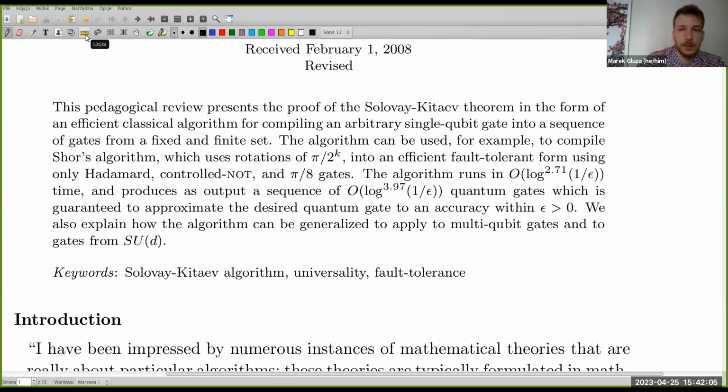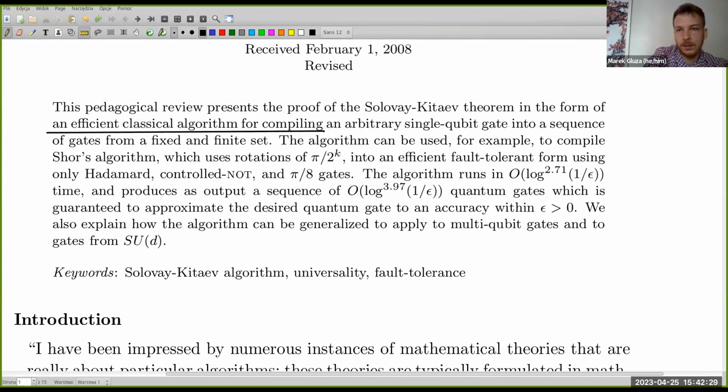Maybe I will not go line by line through the paper, but I confirm that this is pedagogical. It's really a nice paper, and it actually focuses on the proof of the Solovay-Kitaev theorem. That's why I want to go to Wikipedia, because Wikipedia focuses on the idea and I don't want to focus on the proof. And it's an efficient classical algorithm.